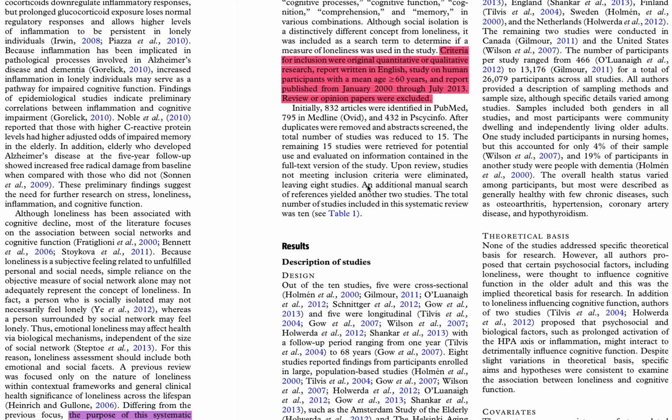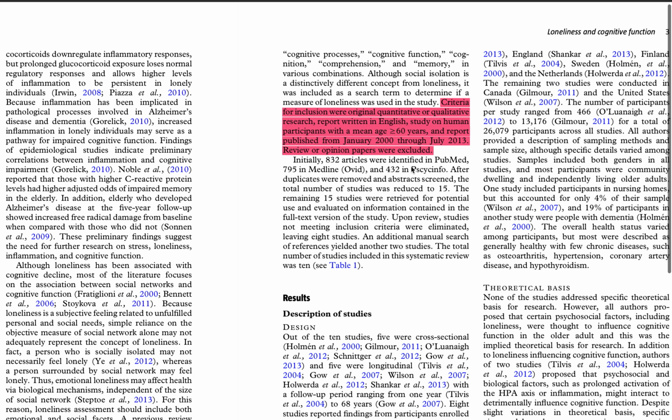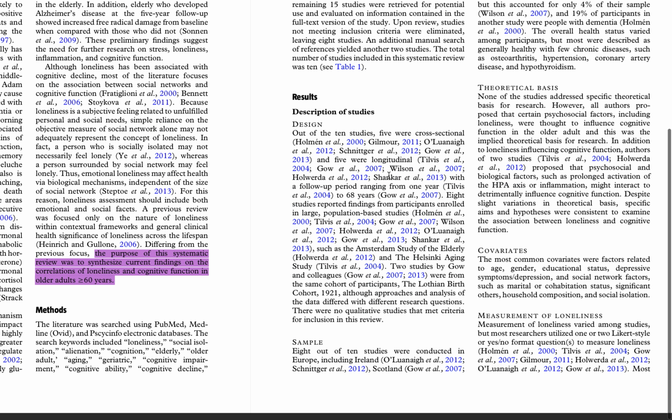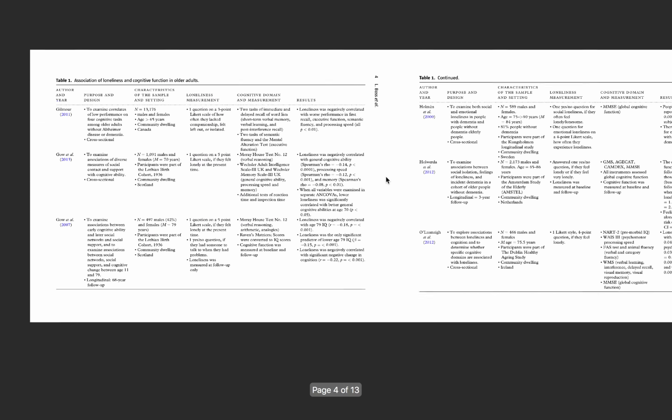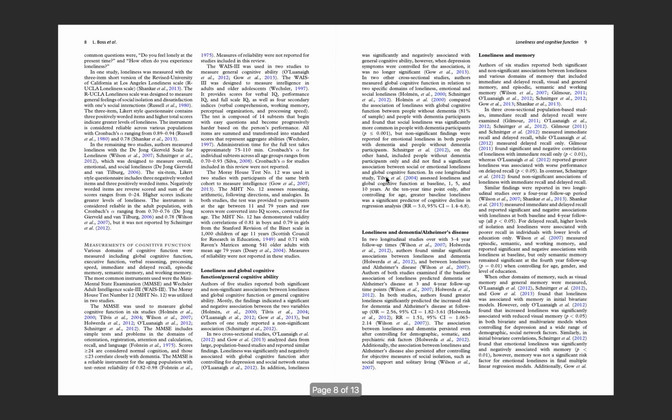Studies that didn't meet my inclusion criteria up here in pink were eliminated, and that left me with 8 studies. Then I did an additional manual search of references that yielded another 2 studies. That means in those 8 studies, I looked through their references to see if there was something there that I didn't find in my search. And so I found 2 more. So that's it.